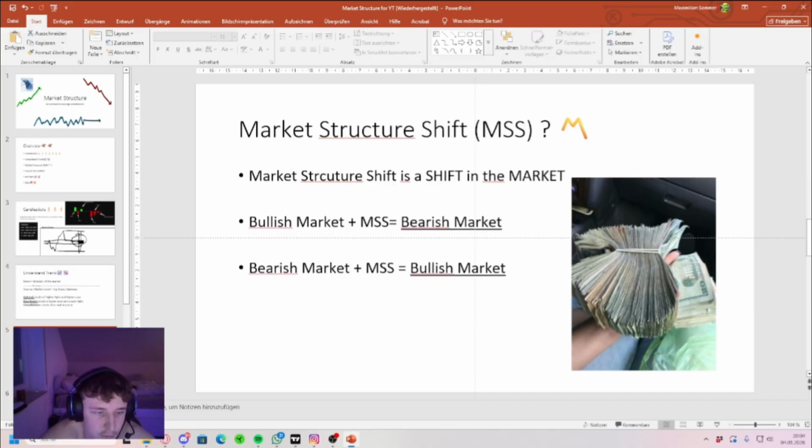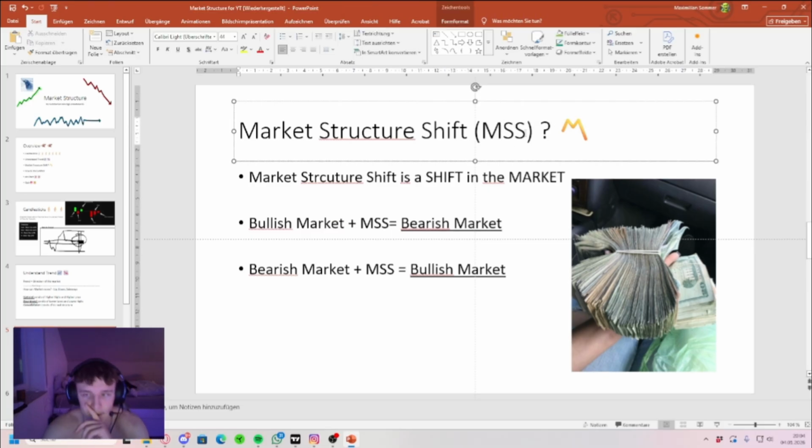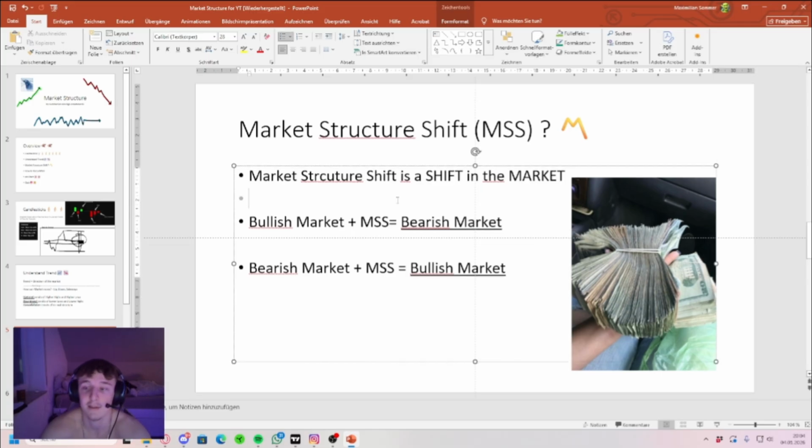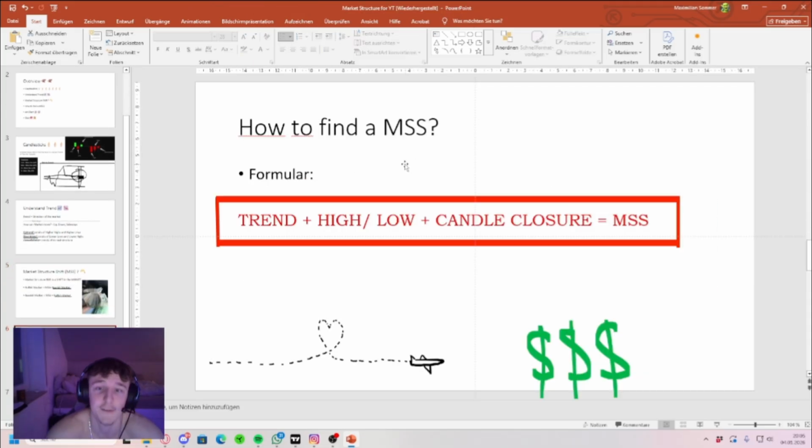That is called consolidation. So what is a market structure shift, or MSS for short? A market structure shift is basically a shift in the market. For example, a bullish market plus a market structure shift equals a bearish market. As simple as that. A bearish market plus a market structure shift equals a bullish market. You move like that, market structure shift, bullish market. Pretty easy equation here.